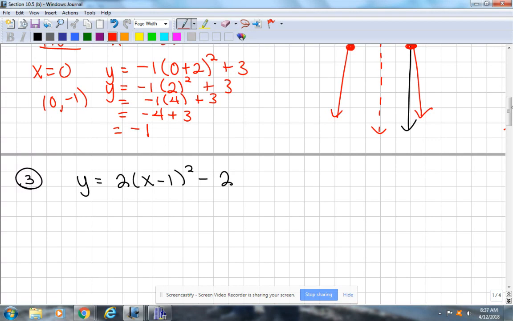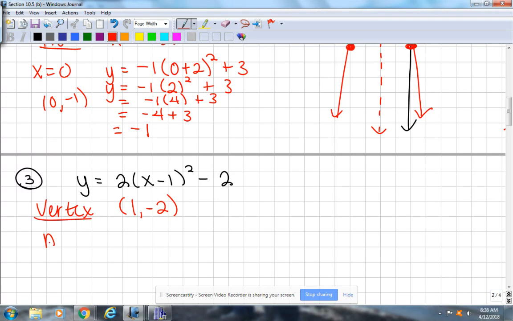All right, I want somebody to tell me what the vertex is. 1, -2. Change it, keep it. Y'all ready? Y'all understand that? Change it, keep it. What do you do with the 2 in front, though? Nothing. You don't do nothing until you start plugging in numbers.